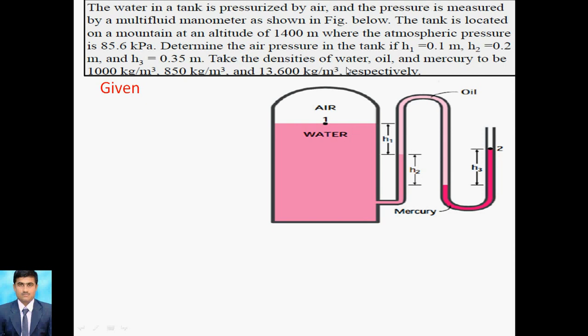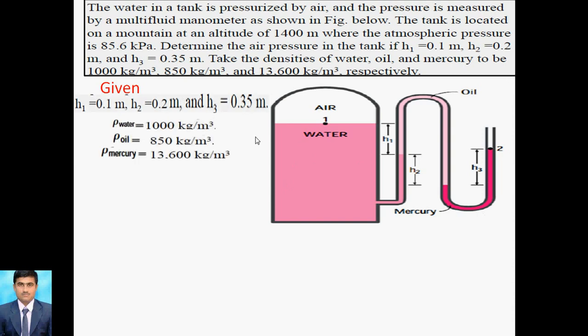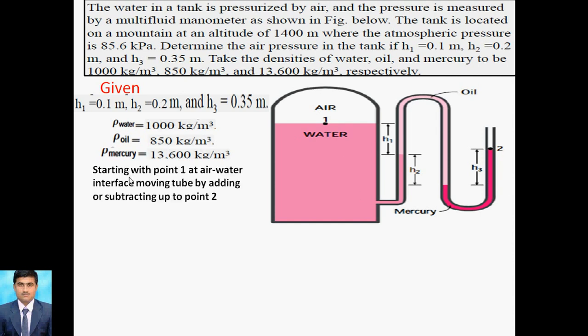Take the densities of water, oil and mercury. So 1000, then oil is 850, then mercury is 13,600. So this is the density for air. Water is placed over here, then oil is over here, and last there is mercury over here. So first of all we know that H1 is there, H2 is there, and H3 is there. Likewise the density for water, then density for oil, density of mercury. And starting with 0.1 we can take all the details of this P1.